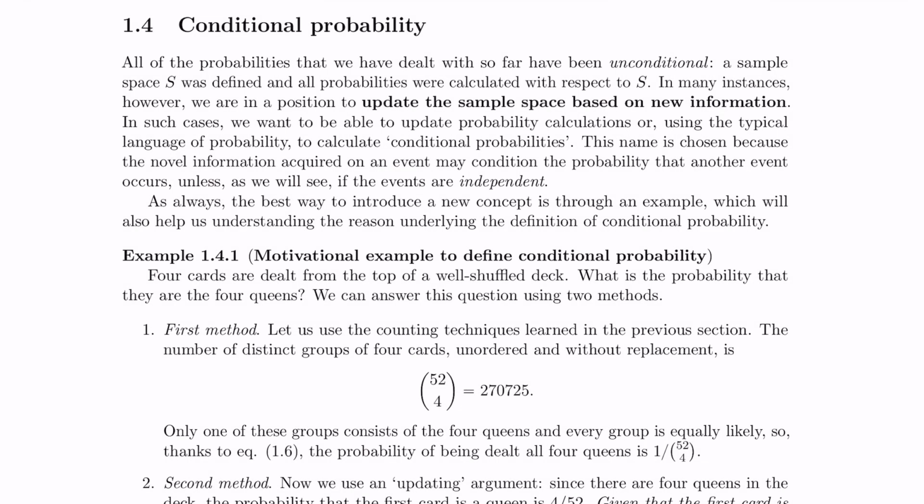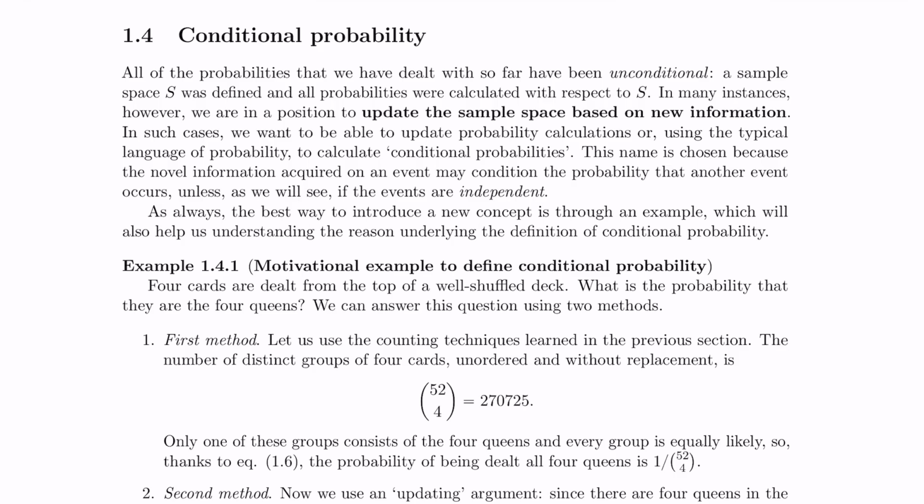In this section, we're going to define and analyze the very important concept of conditional probability. All the probabilities that we have considered so far were unconditional, in the sense that they were calculated with respect to a fixed sample space S. However, we're going to see that in many situations, we are able to update the sample space based on another information that we have acquired. In such cases, the probabilities that we compute are called conditional.